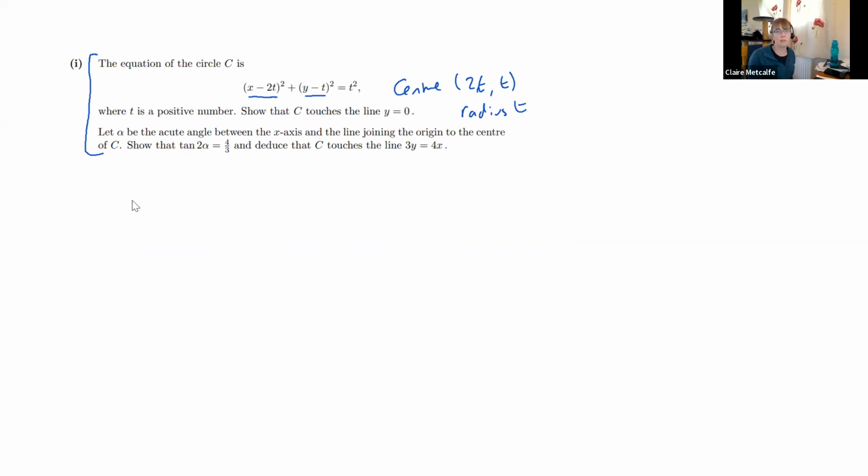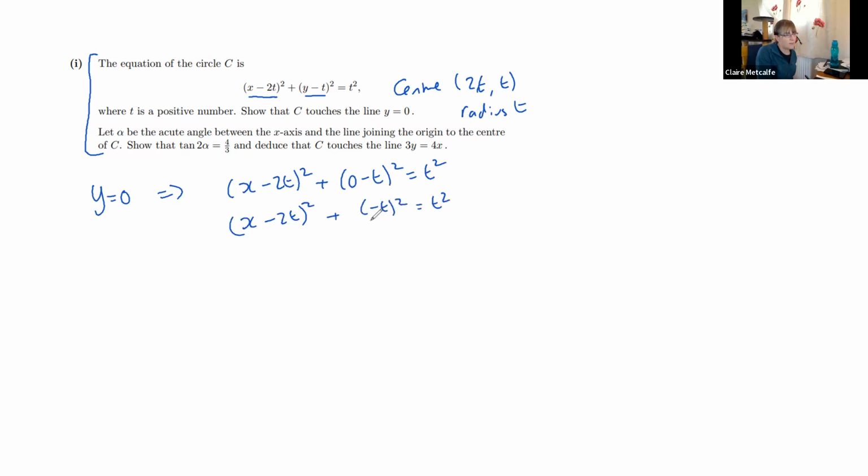So if we take y equals 0 and substitute it in, I'll just try and find my pen back. So y equals 0 gives us x minus 2t squared plus 0 minus t squared equals t squared. This gives me x minus 2t squared. This thing here is the same as minus t all squared. And minus t all squared is the same as t squared. So x minus 2t squared is equal to 0, which gives me x equals 2t only.